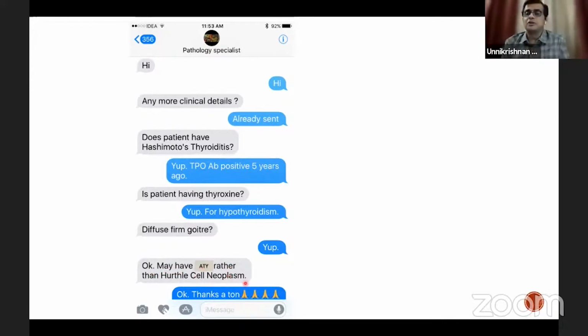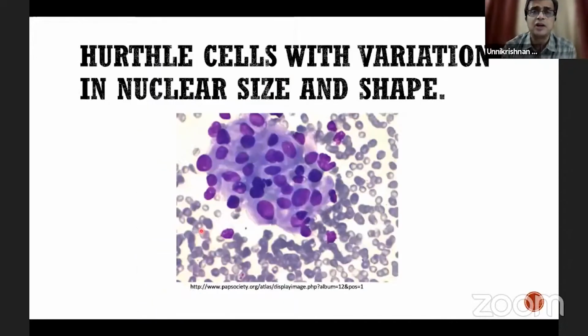Okay, thanks. So here is a conversation where all these details could have been given by the clinician to the laboratory person. Instead of writing thyroid swelling for 5 years, it's good to note down that there was Hashimoto's thyroiditis, TPO antibodies were positive, patient was on thyroxine, hypothyroidism was diagnosed, and there was a diffuse firm goiter. All this would have saved valuable time and helped the pathologist to make a good diagnosis, because Hürthle cells vary with their size and shape.